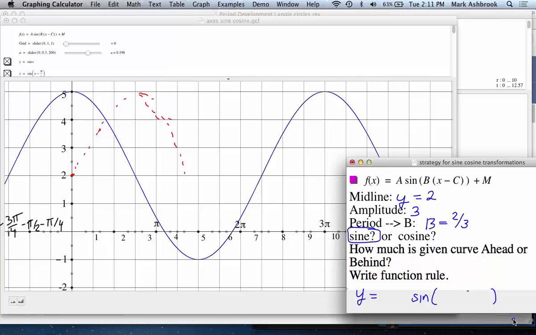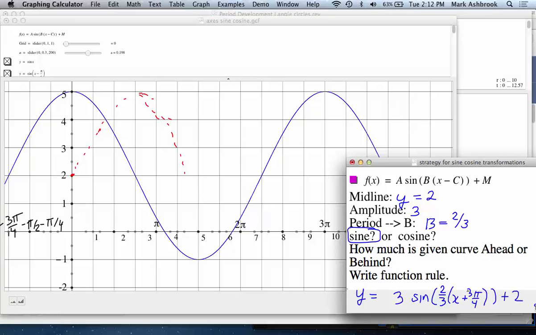All right, so who wants to try writing the whole thing? Nina. Okay, so what I have is 3 sine, and then it's the same 2/3 x. We've got to do this in parentheses. Oh, okay, 2/3, and then x plus 3 pi over 4. Is that the whole thing? Plus 2. What do you think?